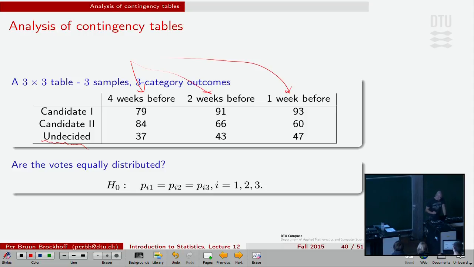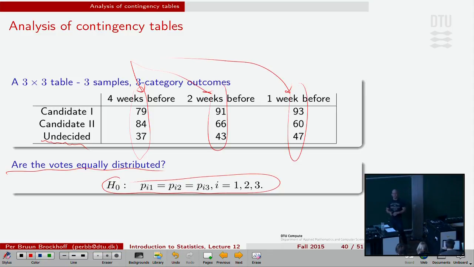So the null would be: are the votes equally distributed? That's a way to express it. There are 3 proportions that add up to 1, if I take one sample at a time. You could call that a distribution if you want: 3 proportions adding up to 1. Are those 3 sets of 3 proportions the same? That's one way of expressing a relevant null hypothesis here. Has it changed the way people distribute their votes in this case?